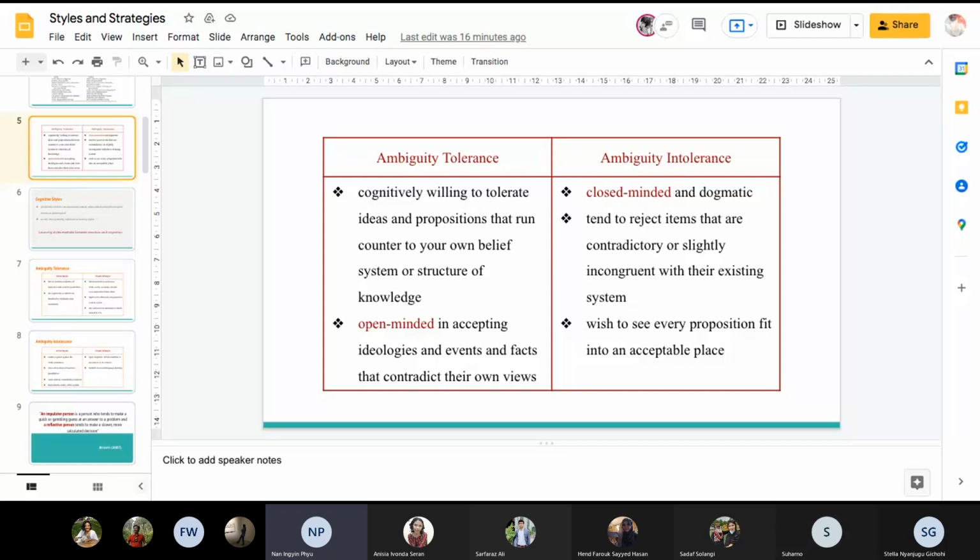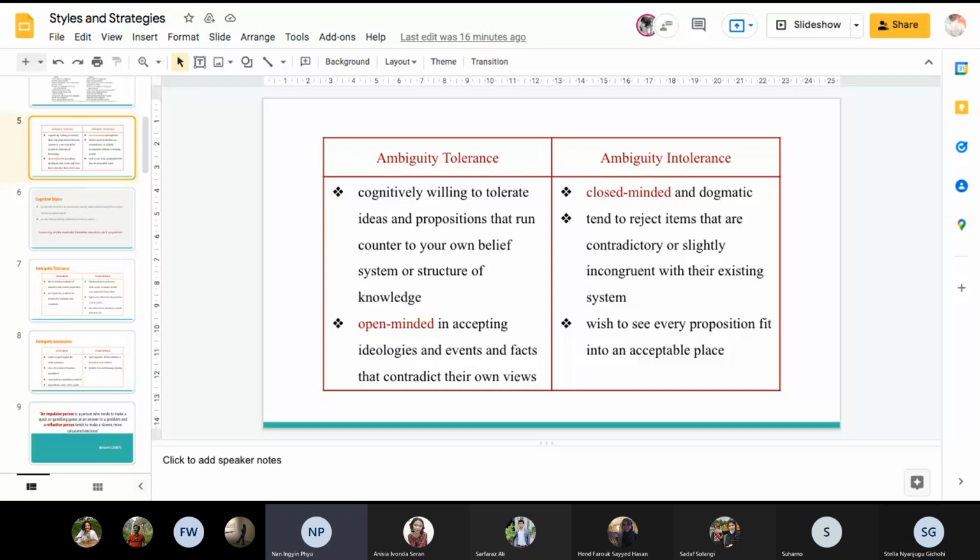The ambiguity tolerant person is always cognitively willing to tolerate ideas and propositions that run counter to your own belief system or the structure of the knowledge. They are really open-minded in accepting ideologies, events and facts that contradict their own views. The ambiguity intolerant are really close-minded and dogmatic, and tend to reject ideas that are contradictory or slightly incongruous with their existing system. Another one is they wish to see every position fit into an acceptable place.